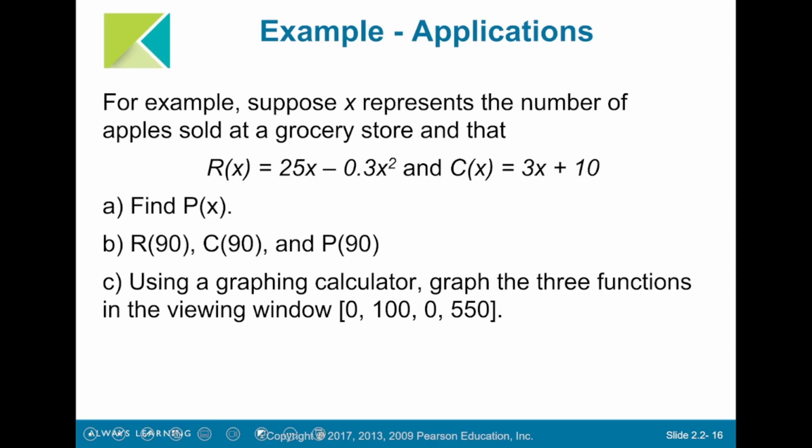So let's see an example. Suppose x represents the number of apples sold at a grocery store. The R of x is 25x minus 0.3x squared, and C of x is 3x plus 10. Find P of x, so our profit. Find R of 90, C of 90, and P of 90.